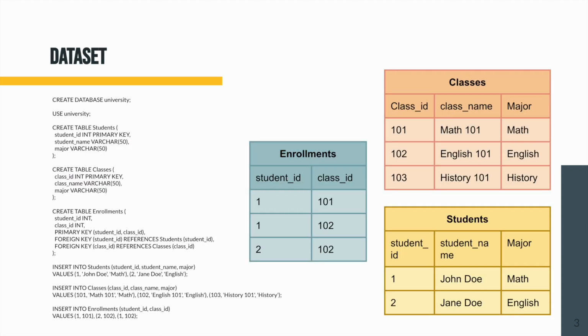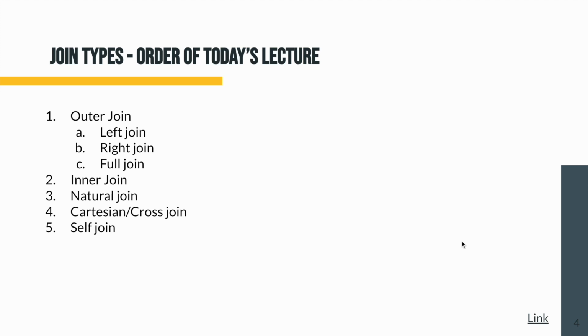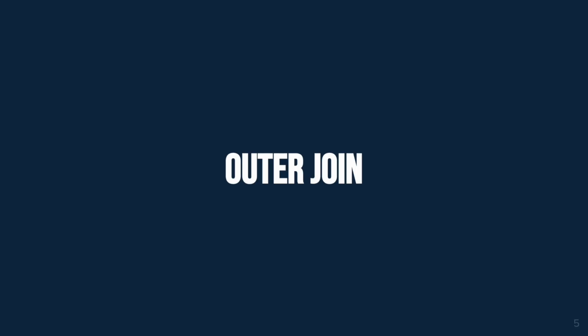So the examples that I'm going to go through are from this data set, if you want to copy paste them, and I'm going to provide it to you as well. But the bottom line is that you'll get these tables, including enrollments, classes, and students. We're going to go through the joins in order, so that way you can see the differences. So let's start with outer join.